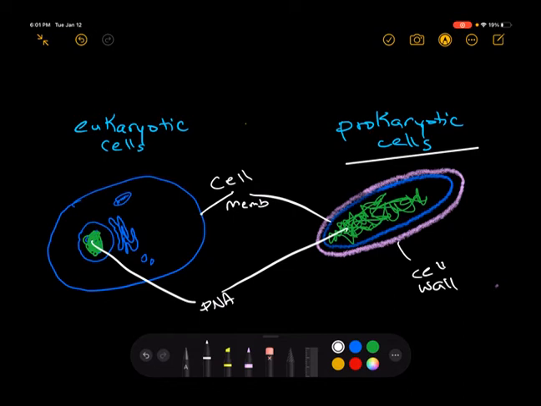And that is the biggest difference between eukaryotes and prokaryotes. Prokaryotes have no membrane-bound compartments.